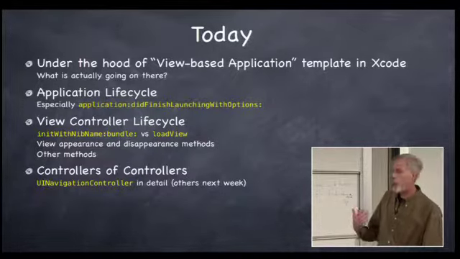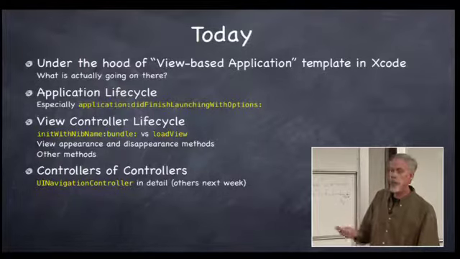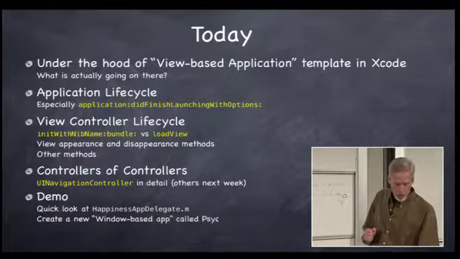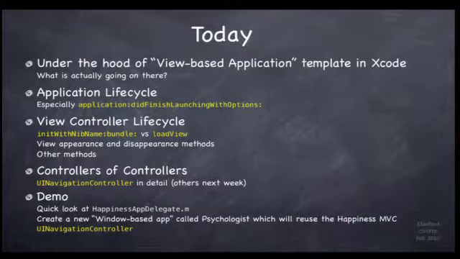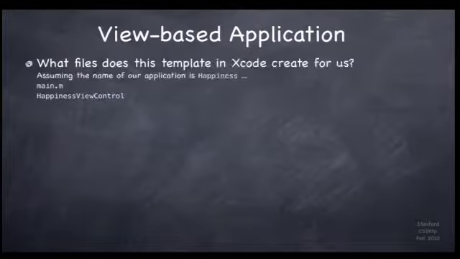Then we're going to talk about controllers of controllers. Specifically, we're going to go into UINavigationController, a very common controller of controllers. And then I'm going to do this demo at the end where we're going to look at HappinessAppDelegate.m, which I'm sure you've been seeing as you do all your programming, saying, what is that AppDelegate.m thing? Well, we're going to look in there and see what it is. And we're going to create a new window-based application instead of view-based application. And then we're going to implement a UINavigationController.